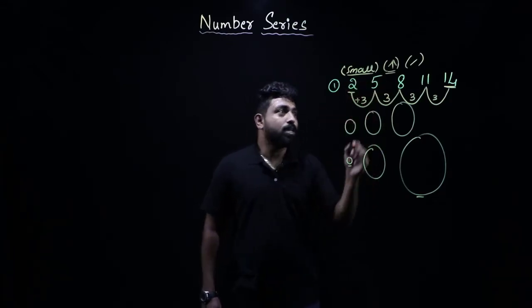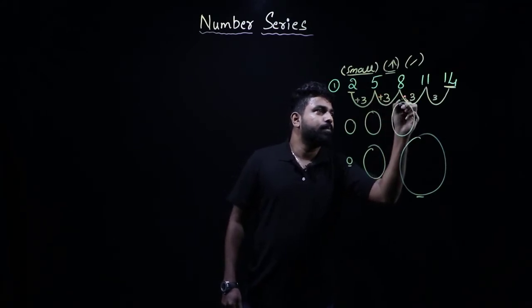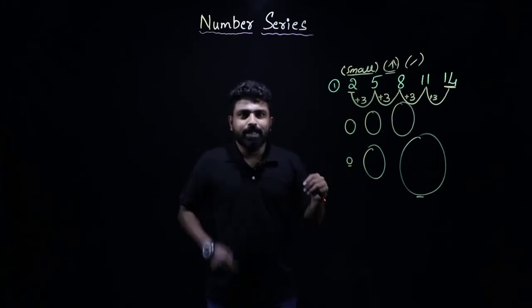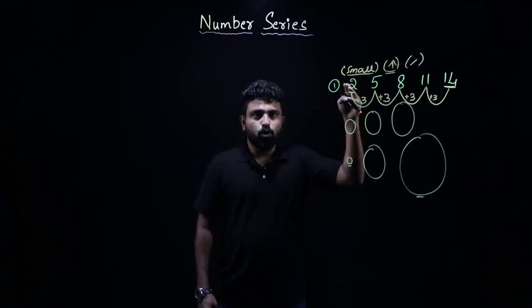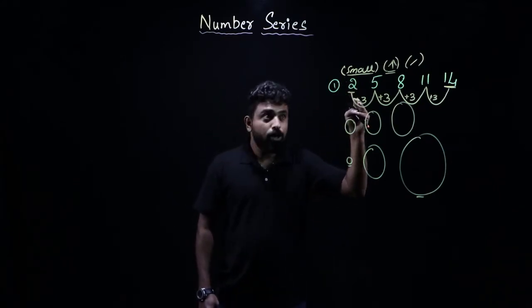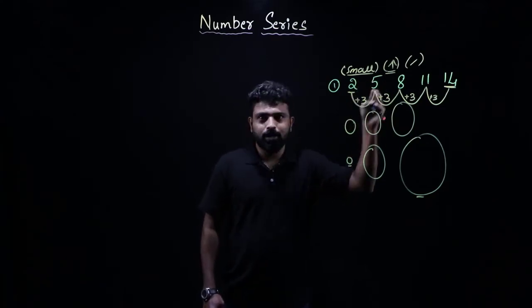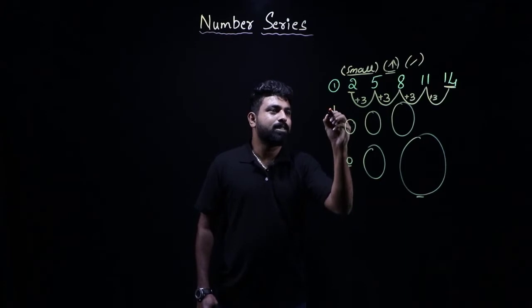So it is positive. Again, the same thing follows here, here, and here as well. So you've got the logic here. What is the logic? First term goes on to increase by 3 to become the second term. And again, second term goes on to increase by 3 to become the third term. So our logic here is plus 3.